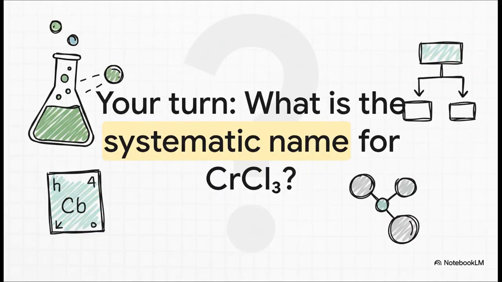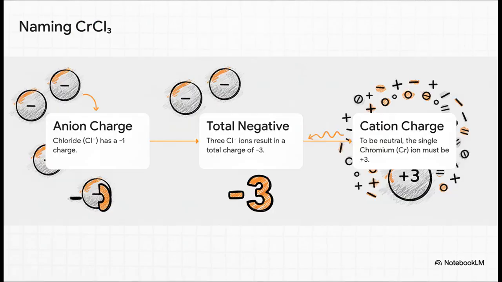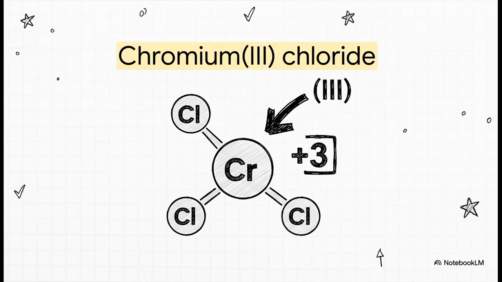Okay, let's put this into practice. Your turn. Based on what we just went over, what's the systematic name for CrCl3? Let's walk through it together. So let's do a little detective work here. We know that a chloride ion always has a -1 charge. And looking at the formula, we can see we've got 3 of them. So that's a total negative charge of 3. Now, for the whole compound to be neutral, that single chromium ion has to have a +3 charge to balance everything out. And there it is. The correct systematic name is chromium(III) chloride. That little Roman numeral tells any chemist, anywhere in the world, exactly what's going on with that chromium ion.